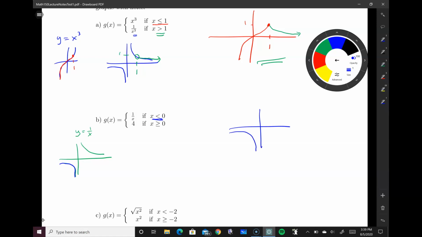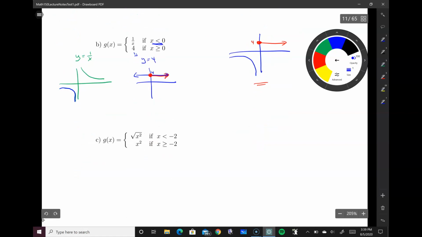Now I'm looking at the graph of y equals 4. So I know that looks like this, at the y value of 4. And I want when x's are bigger than or equal to 0. So here and on out. So this is the solution graph.